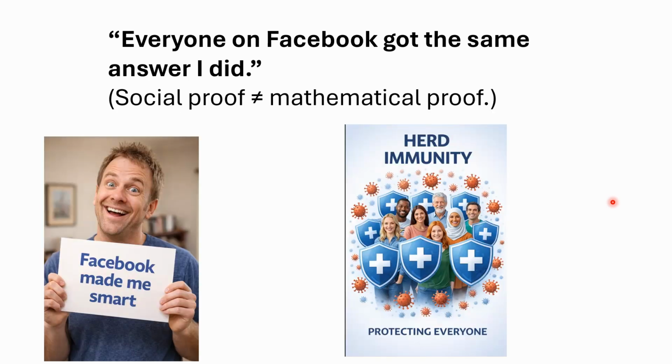And then this one here, yeah, I love this one too. Everyone on Facebook got the same answer I did. I will see this all the time. It's like, I guess Facebook made me smart. I leave a wrong answer, and 30 other people who are just as bad at mathematics left the same answer, so I must be right. And like I tell people all the time, there is no herd immunity in mathematics, okay? Just because you want a herd with a bunch of people who are just as bad at mathematics as you are does not make you correct. Social proof is not mathematical proof. Just keep that in mind.